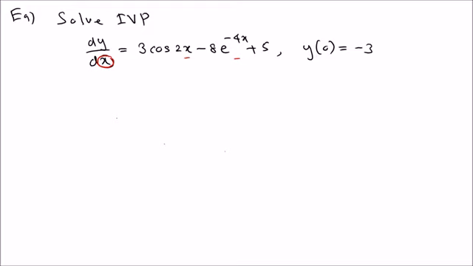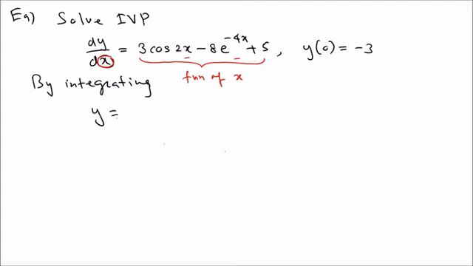That means you can simply integrate the two sides. So this is a function of x. Okay, x is the independent variable. So that means we can integrate. By integrating, y equal just the integral. So it is the integral of 3 cosine 2x minus 8 e to the negative 4x plus 5 dx.